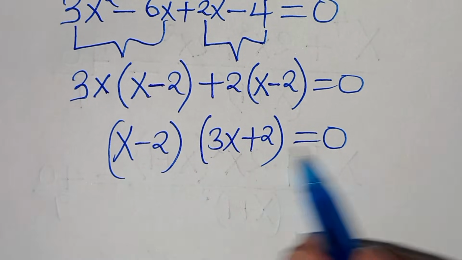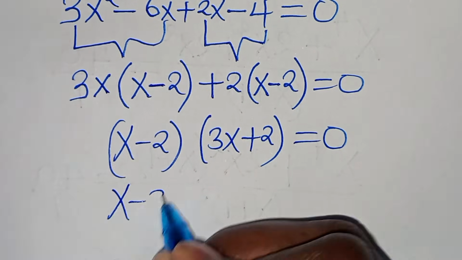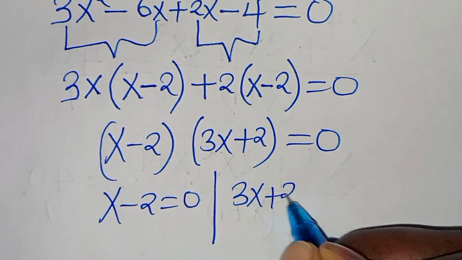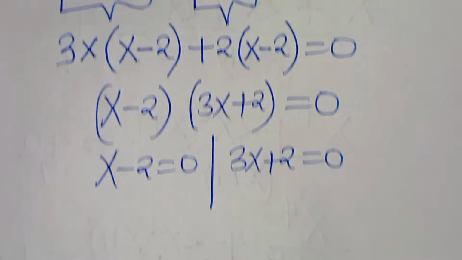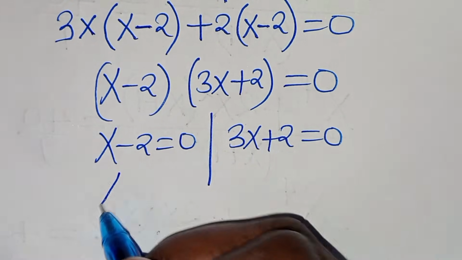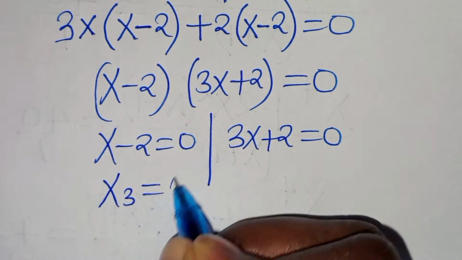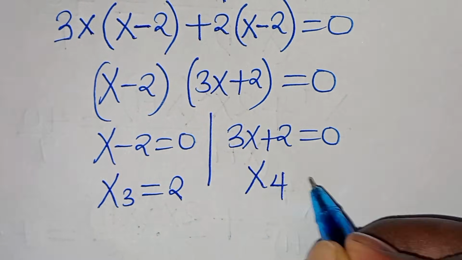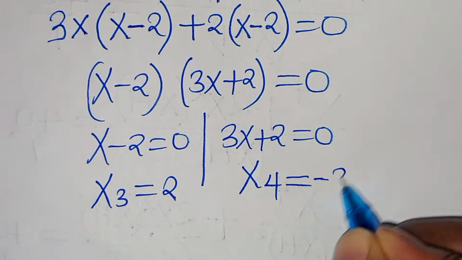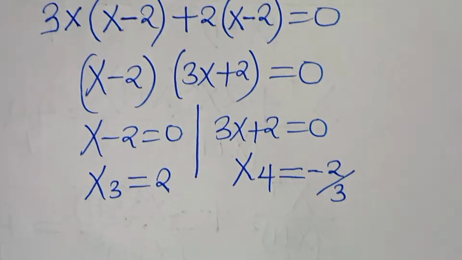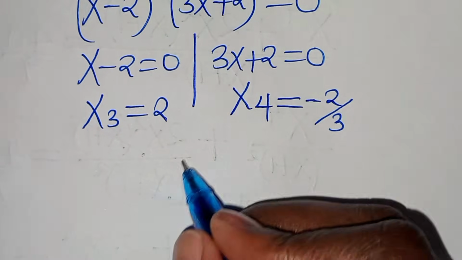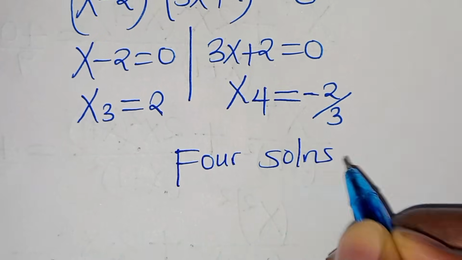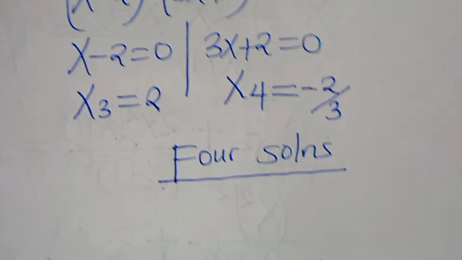So we have two parts here. The first part is x minus 2 is equal to 0, and the second part is 3x plus 2. This is equal to 0. So from the first part here, we have that x3 is equal to 2, and on the second part here, we have that x4 is equal to minus 2 over 3. So this implies that we have 4 solutions. We have 4 solutions to this algebra problem.